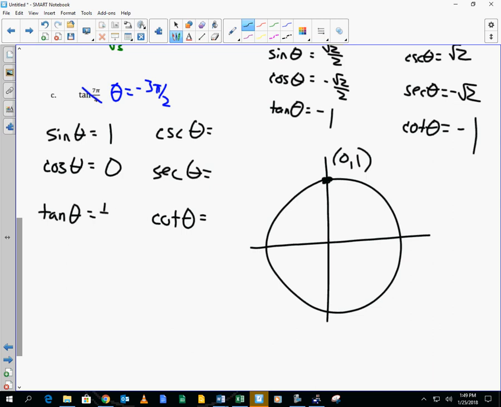That'll be 1 over 0, which is undefined. Tangent is undefined at 90 degrees. Cosecant is the reciprocal of sine, which is... What's the reciprocal of 0? Undefined is the reciprocal of 0. What is the reciprocal of undefined? 0.